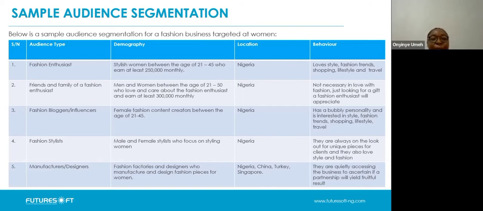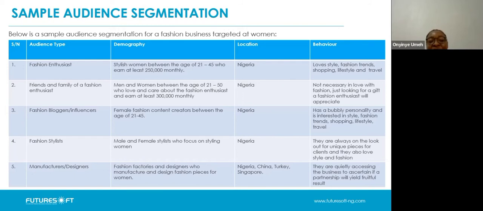So to break this down, I've divided this audience. For this fashion brand, they have 5 different audience segments. It could be more, it could be wider than this, it could be narrower than this. So they have the fashion enthusiasts, who I would classify as their primary audience, because as a fashion business, they are basically selling to women who are fashionable. That's their first core audience.